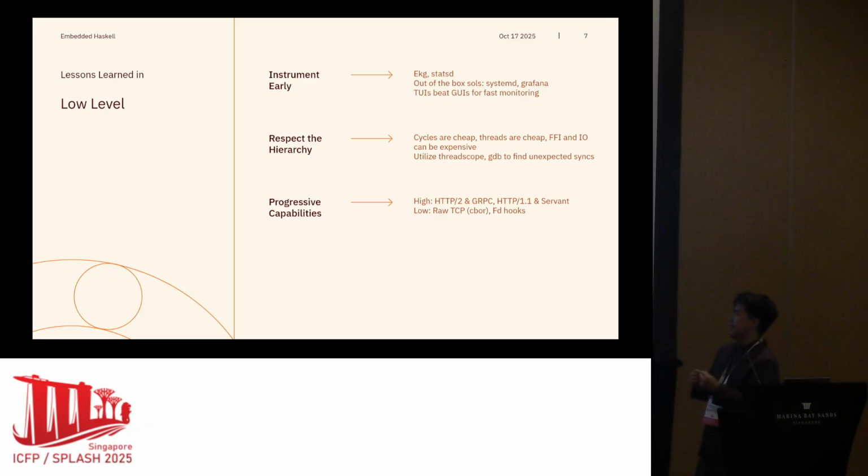And another low-level thing are hooks on actual file descriptors. So if the top level fails, if the UI fails, if the HTTP2 fails, we have HTTP1. If HTTP1 fails, we have TCP. If TCP fails, we have file descriptor hooks. So at each level, there's progressive safety and assurance. So your very important processes that need to keep running, we have things like CBOR and serialize on TCP.